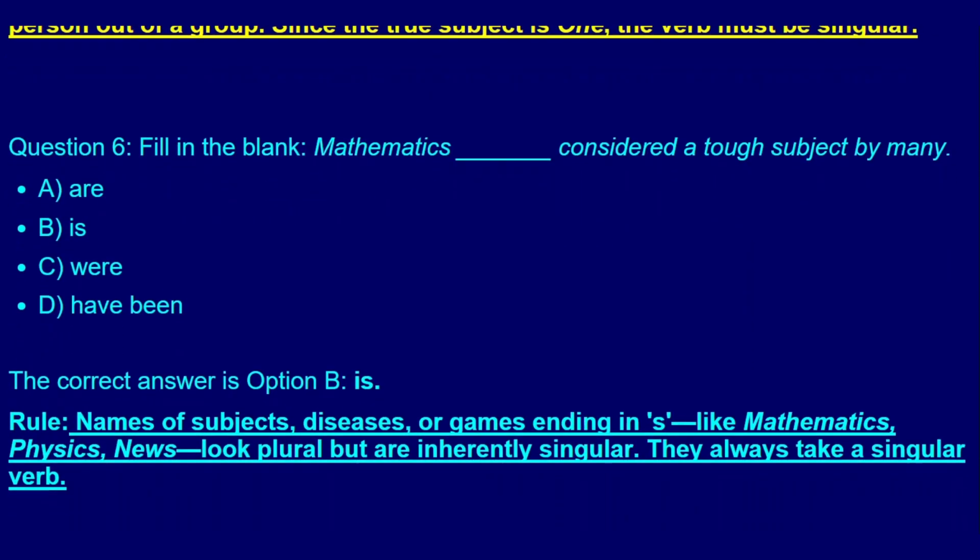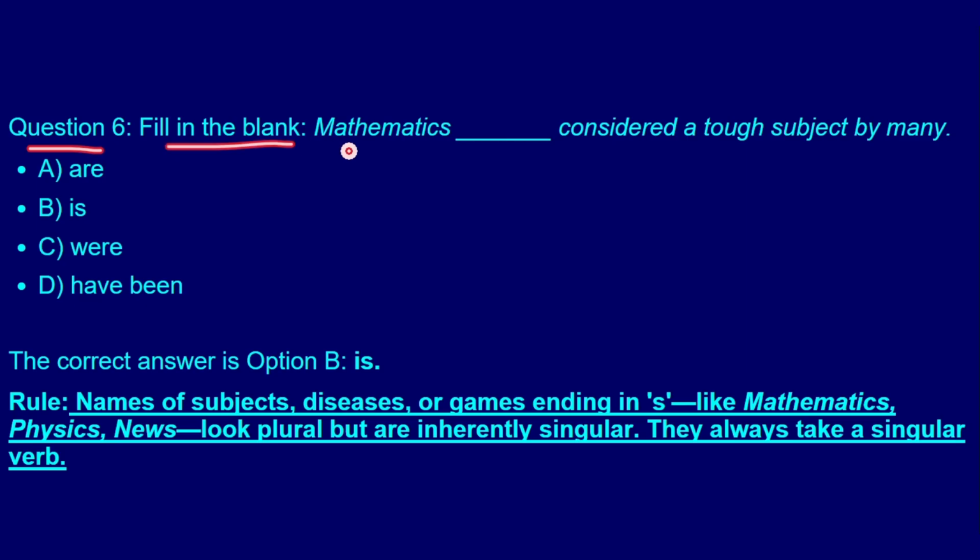Question 6. Fill in the blank. Mathematics blank considered a tough subject by many. A. Are. B. Is. C. Were. D. Have been. The correct answer is option B. Is. Names of subjects, diseases or games ending in S, like mathematics, physics, news, look plural but are inherently singular. They always take a singular verb.